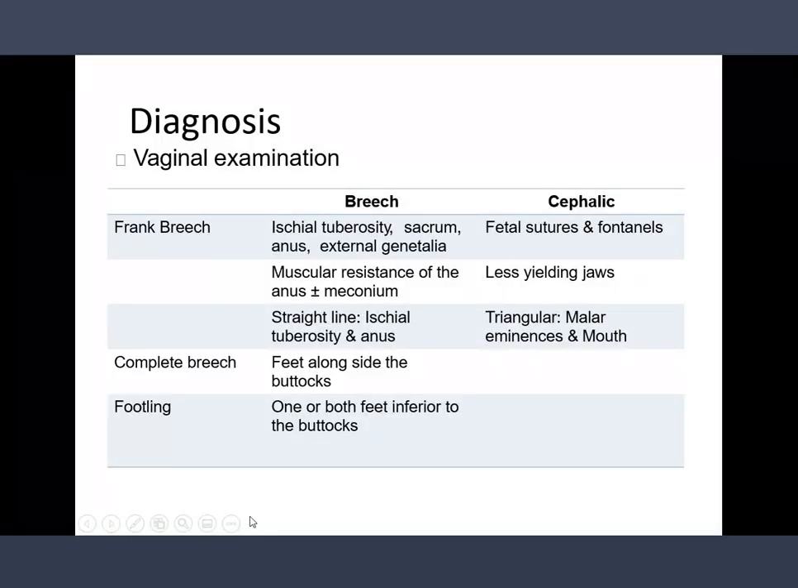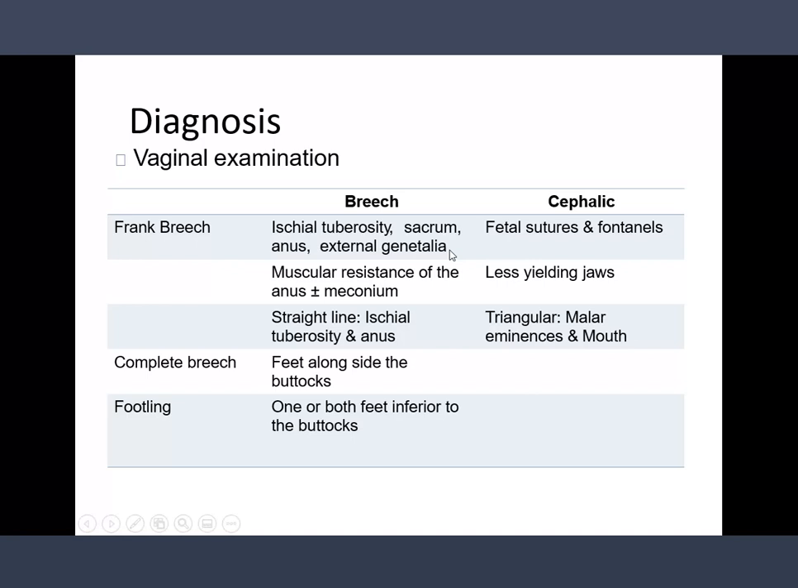And next come the differentiating features in PV examination between breech and cephalic presentation. As you know, when we do PV in cephalic presentation, we can feel fontanelles, that is the anterior fontanelle and posterior fontanelle, and sutures, mainly the sagittal suture. Whereas in breech, we can feel the external genitalia, anus, sacrum, and ischial tuberosity in frank breech. Whereas in complete breech, along with the ischial tuberosity, sacrum, anus and external genitalia, we can also feel feet.